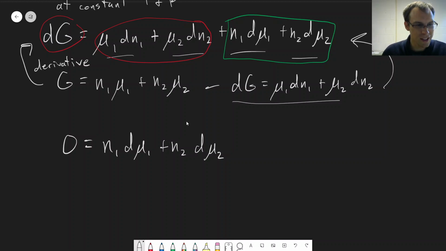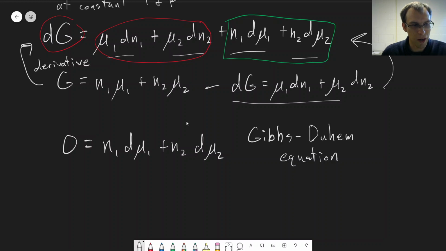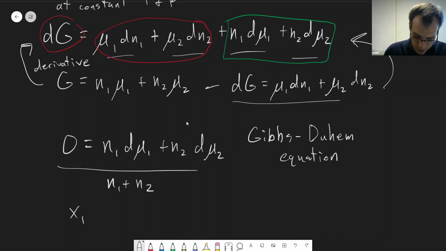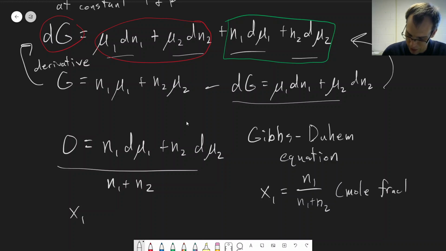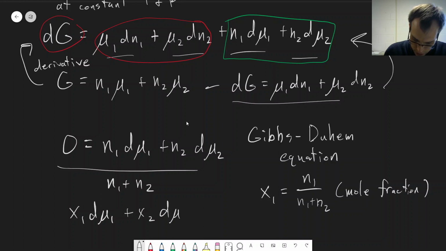But this is what we call the Gibbs-Duhem equation, right? This right here, usually rewritten so that we don't have a 0. So we just rewrite this in terms of the mole fractions, right? If we divide everything by n1 plus n2, then we get x1, where x1 is the mole fraction defined as n1 over n1 plus n2. Maybe you haven't thought about this unit for a while. We're going to see this quite a bit in this particular chapter. x1 d mu1 plus x2 d mu2 is equal to 0. This is usually the way we write the Gibbs-Duhem equation.